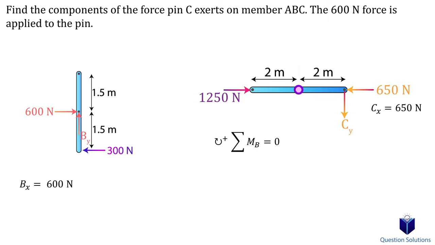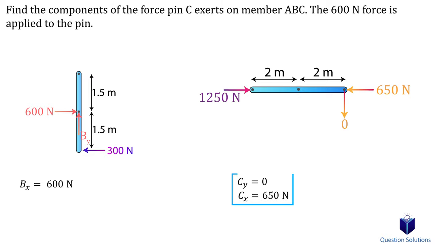reaction at pin B. That means we don't need to find BY to figure out CY. In fact, you can see that there is only one force that would create a moment about pin B, which is force CY, which means it has to be zero for this member to be in equilibrium. And those are our answers.